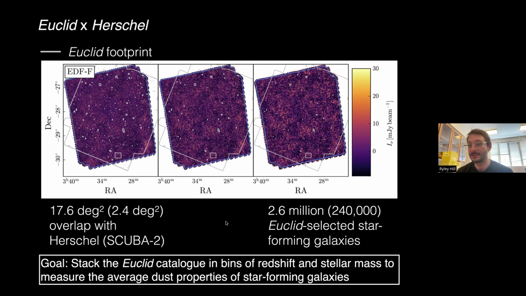So what we wanted to do was a stacking analysis. We wanted to measure the average far infrared brightness of these Euclid galaxies. So what is the average brightness at 250, 350, 500 microns of Euclid galaxies in bins of redshift and stellar mass, to see if there is any evolution in these dust properties.